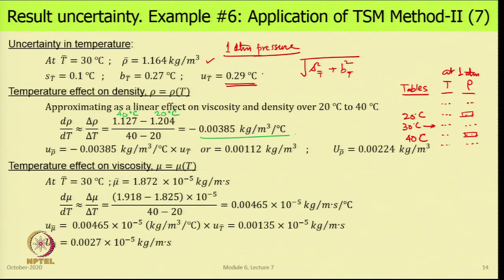And then, being a single parameter property, the result formula gives that u rho bar is the sensitivity coefficient multiplied by u t bar, which is this value here, and the answer is 0.00112 kg per meter cube. The expanded uncertainty is double this value at 95% confidence level.